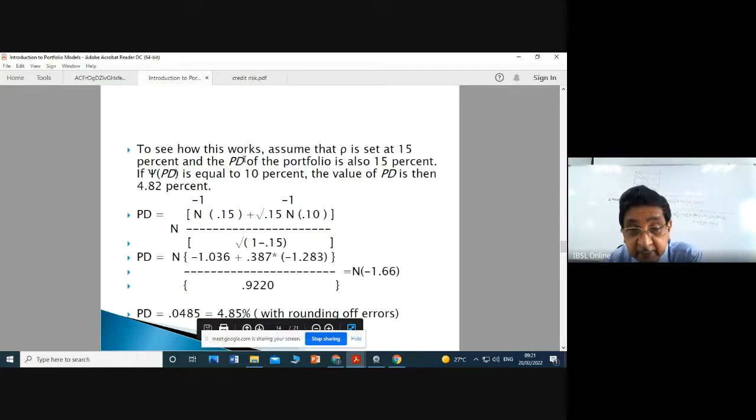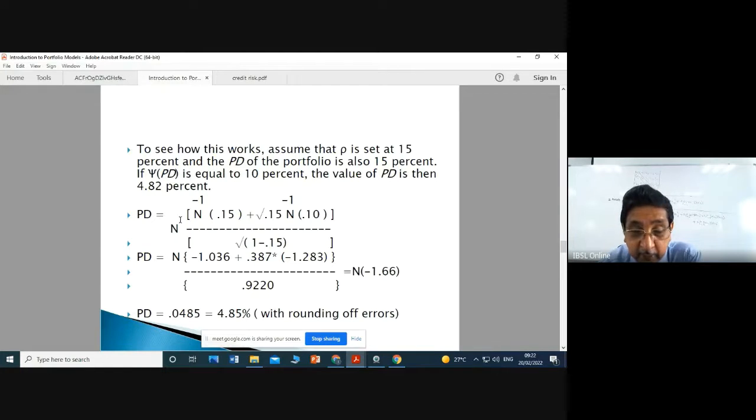To see how this works, assume that rho is set at 15% and the PD of the portfolio is also 15%. If psi PD is equal to 10%, the value of PD is then 4.82%. Now this psi PD is not the probability of default, it's a cumulative probability function of probability of default. So you should not confuse or mix these two things. This PD is completely separate. This is a separate concept.